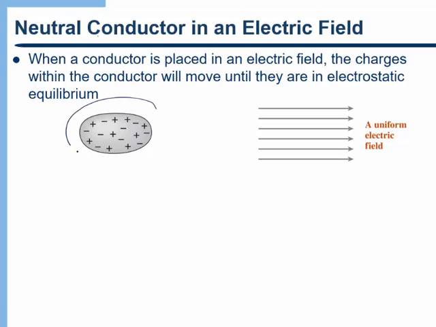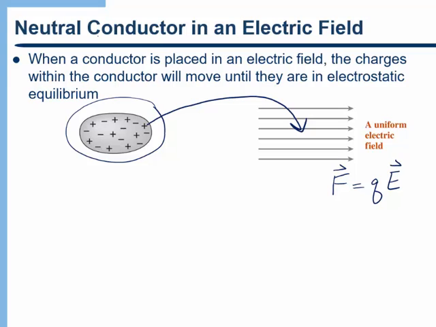Here I've got my neutral conductor. In other words, it doesn't have an excess positive or negative charge to start. And the picture is showing that by just showing you equal numbers of plus and negative charges. So what's going to happen when I take this conductor and place it into this uniform electric field? Well, we know that the force on a charge is equal to the charge times the strength of the electric field that it's placed in.